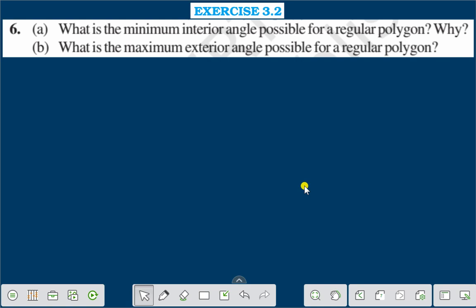Hello everyone. Today I'll discuss exercise 3.2 question number 6. A is what is the minimum interior angle possible for a regular polygon? B is what is the maximum exterior angle possible for a regular polygon? Let us find.